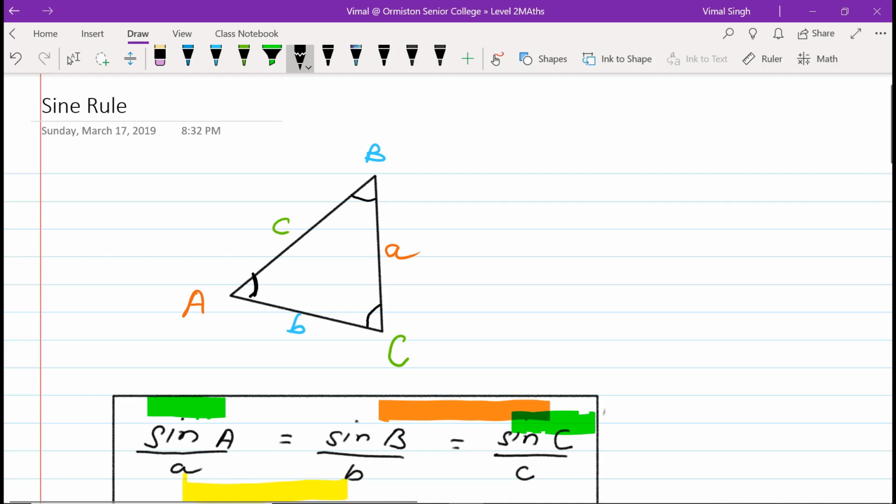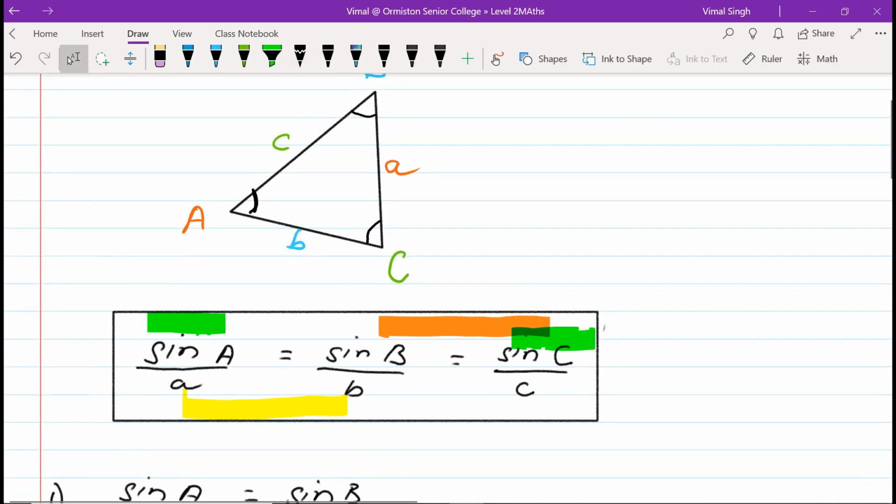If you have a look at angle A over here, which is in red, the side opposite to that angle is labeled as lowercase a, and the side opposite to angle B is labeled as lowercase b. The side opposite to angle C is labeled as lowercase c. And from that we can write a simple rule: sine A over a is equal to sine B over b is equal to sine C over c.